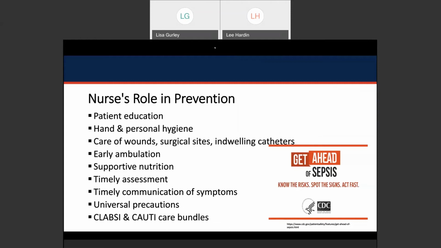Practicing and educating patients on care and maintenance of wounds, surgical sites, and indwelling catheters. Encouraging early ambulation or at least sitting in the bedside chair. Providing supportive nutrition, and completing and documenting thorough and timely assessments, identification, and reporting of symptoms of infection. And of course, adhering to universal precautions and using our bundle care protocols to decrease invasive catheter-related infections.